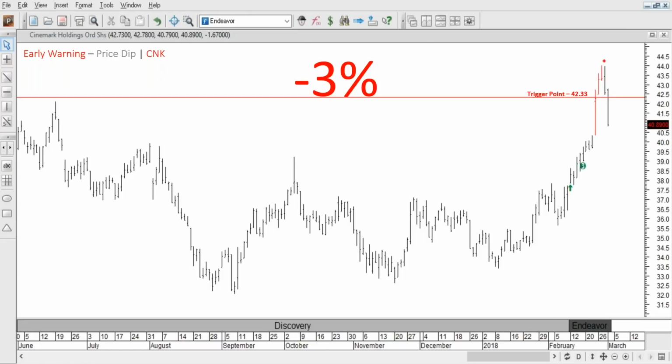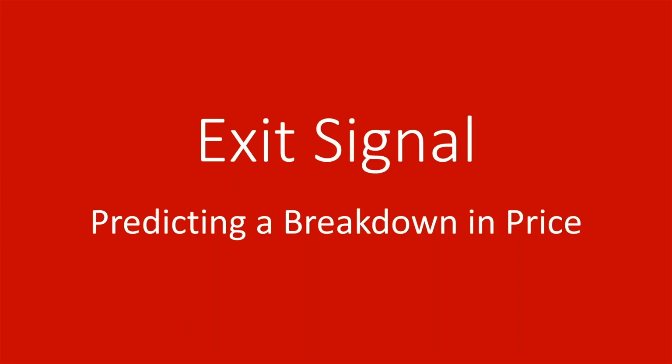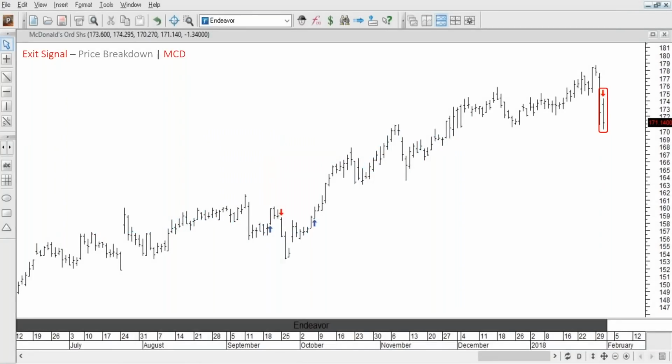However, if you're looking for a signal that can predict a much larger movement down, well, that would be the exit signal, predicting a breakdown in price. This is McDonald's, ticker symbol MCD. It had an exit signal on January 31st of this year. And you know what comes next.